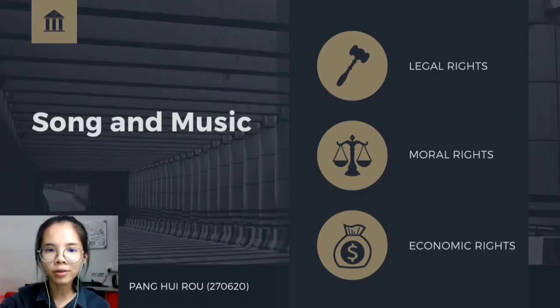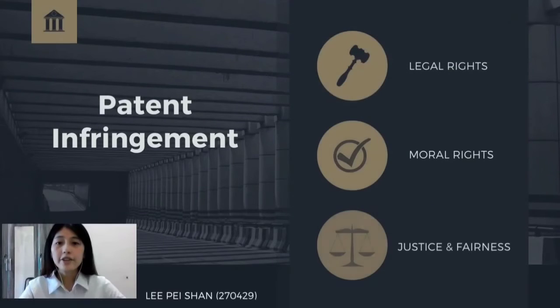Thirdly, economic rights enable creators to gain financial reward for the commercial use of their works. These rights are granted to the work's owner to use the works for public communication, reproduction, performance, redistribution, and commercial rental. The ethical theories and principles that can apply to the patent infringement cases are: first is legal right.